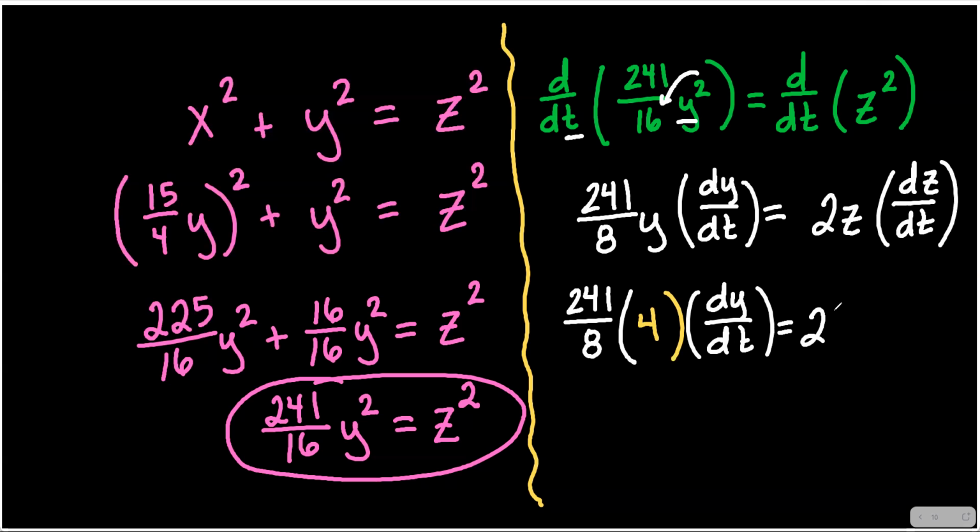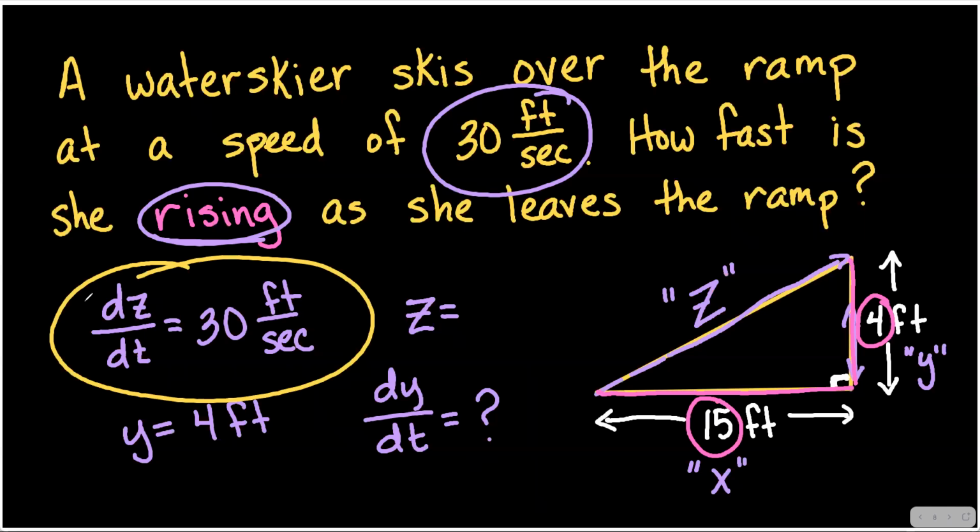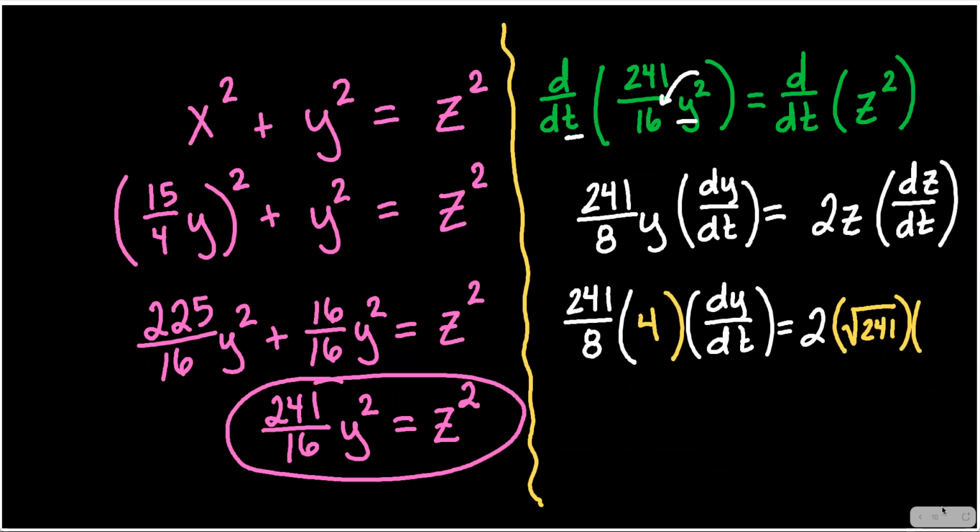Okay, I have my 2. Do I know my value for z? Yes, that's the square root of 241. And do I know dz/dt? Well, if we go back, we said at the very beginning that dz/dt was 30 feet per second. And again, if you want to put in units, that's probably better. It's cleaner to do it, but you don't have to as long as you're careful.